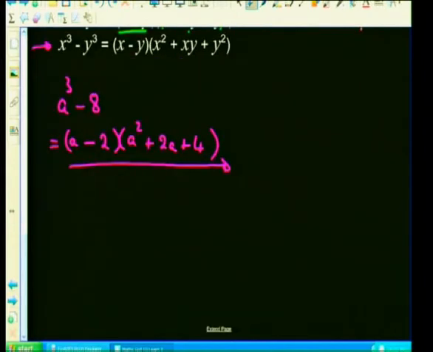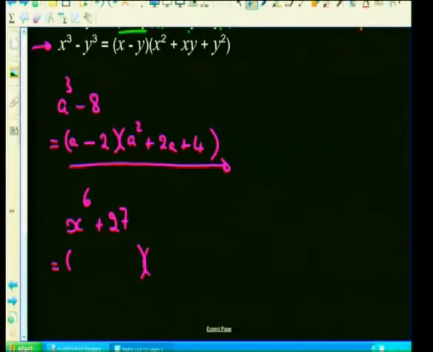Let's give you another one. How about x to the power 6 plus 27? Yes, x to the power 6 is a perfect cube. It's x squared times x squared times x squared. And what's the cube root of 27? Yep, it's 3. So our first would be x squared, our second would be 3. Let's tackle it.